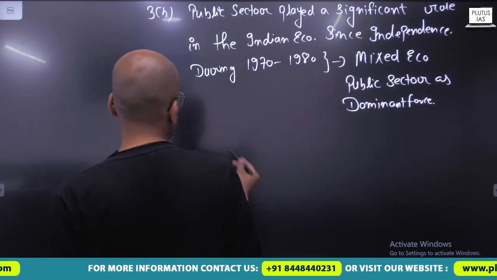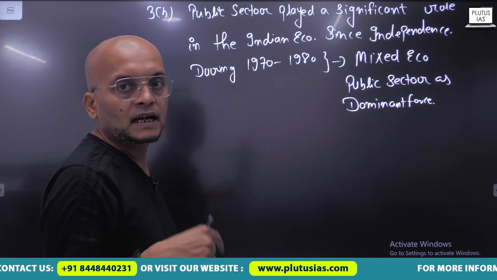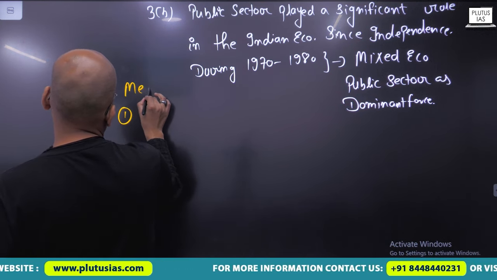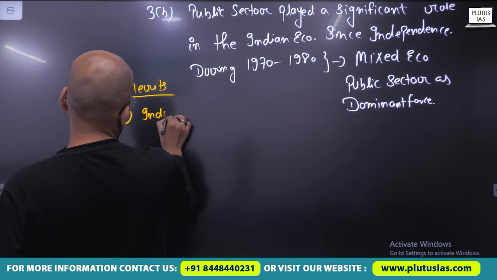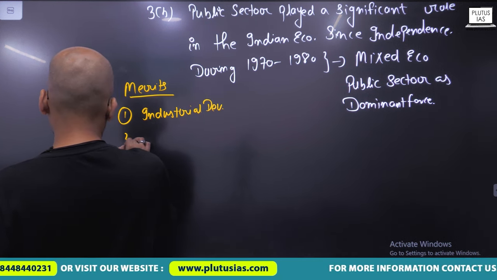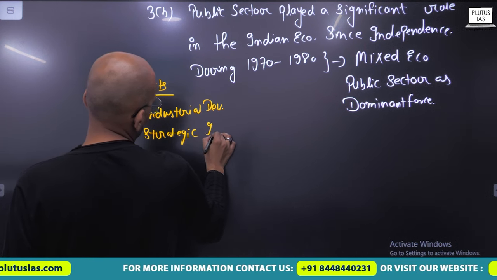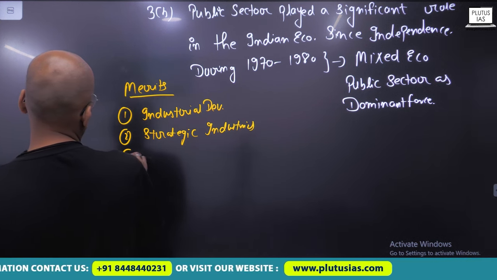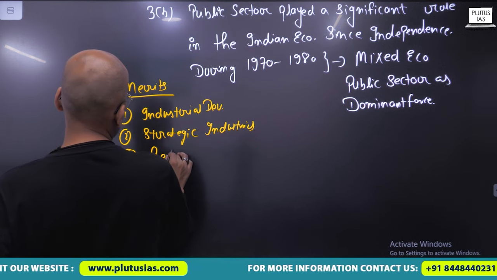So what all happened here? First, you can write the merits, that is, how this public sector helped in the growth of the Indian economy. Several merits I am writing, like industrial development. Second, strategic industries were also developed, or in fact these strategic industries were public sector industries. Then, reduction of regional disparities.